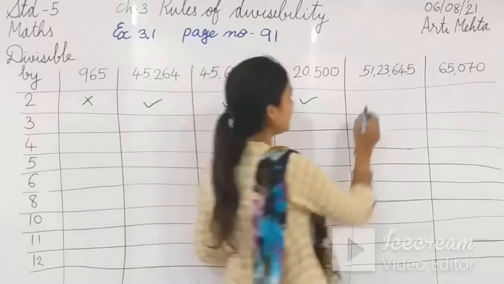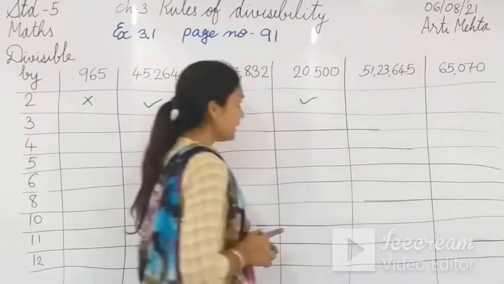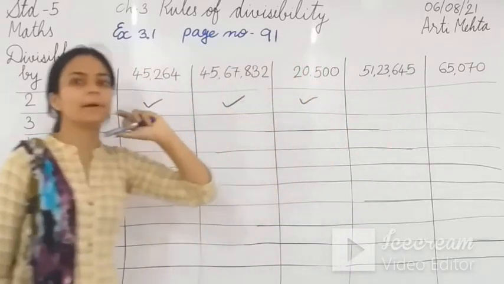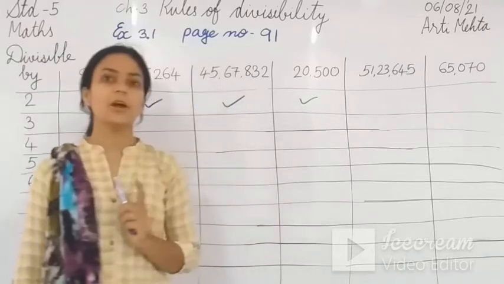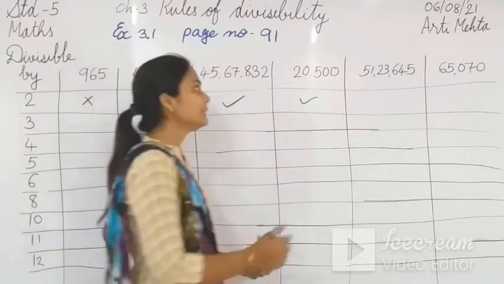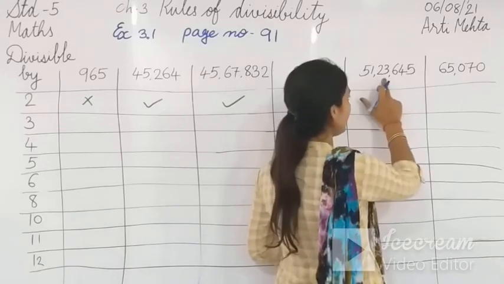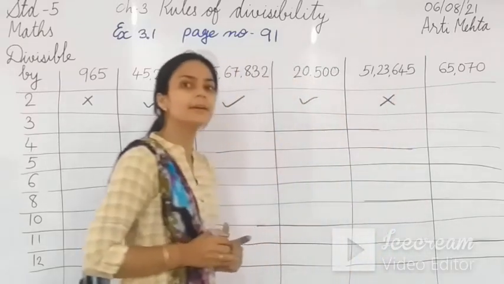Okay, now here 51,23,645. In the ones place there is 5. Is 5 an even number or an odd number? 5 is an odd number. Okay, so we cannot divide by 2. That's why 51,23,645 is not divisible by 2.